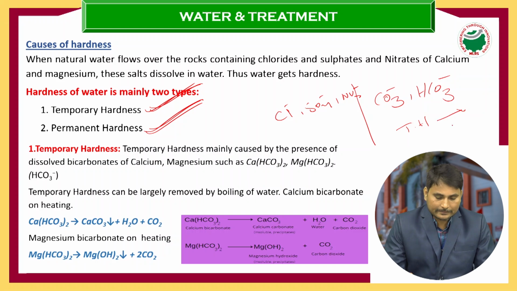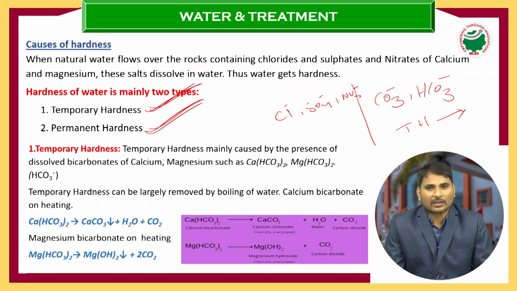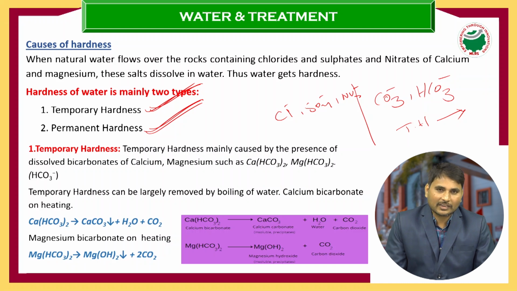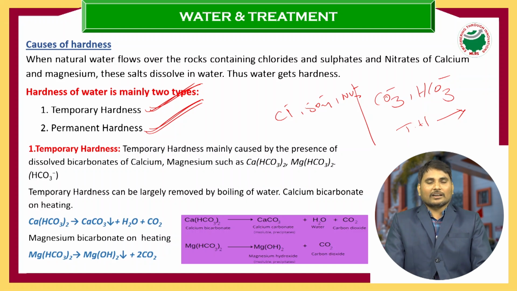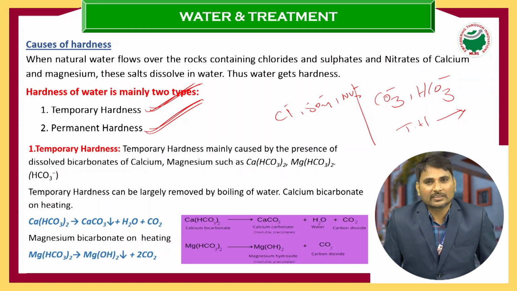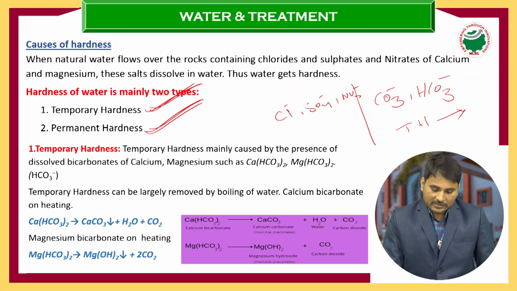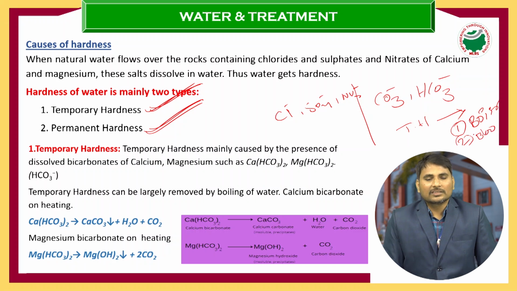This temporary hardness is also called bicarbonate hardness. Why? Because the bicarbonates are present in that water. Due to that reason, temporary hardness is also called bicarbonate hardness. And this temporary hardness we can remove easily by boiling the water or by blow down operation, that means the used water we want to remove. By these two simple techniques, we remove the temporary hardness from the water.